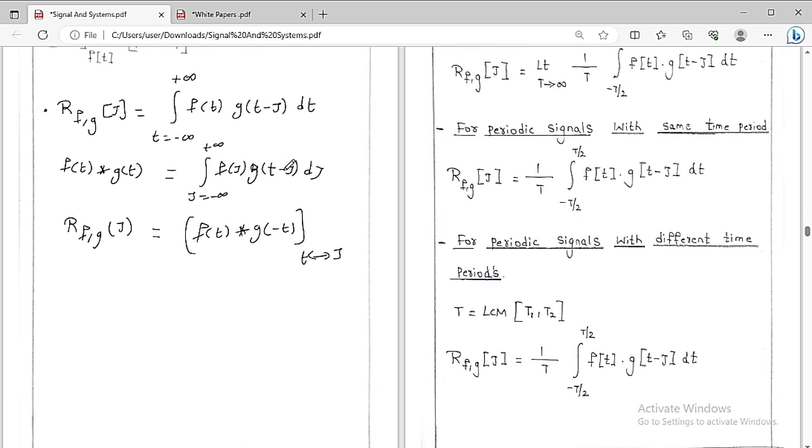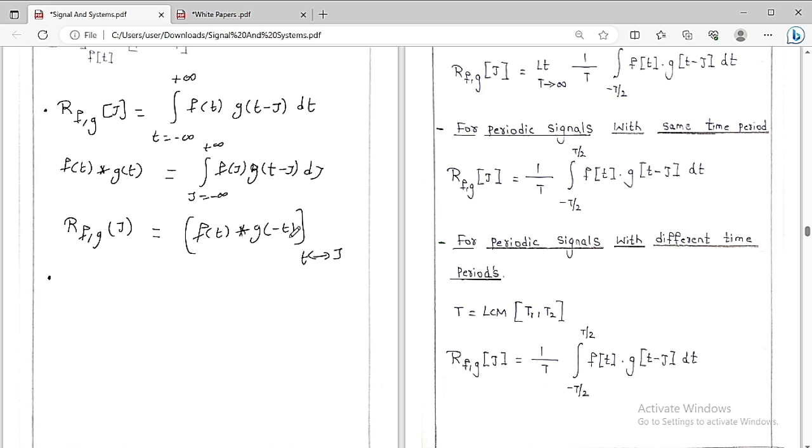So now, this is a relation, right? And I already told you that suppose g of t is an even function, then what is going to happen? g of minus t is equal to g of t. Then in that case, correlation is equal to convolution.